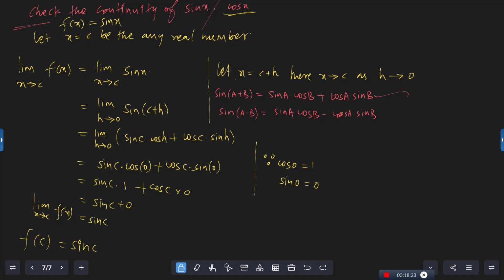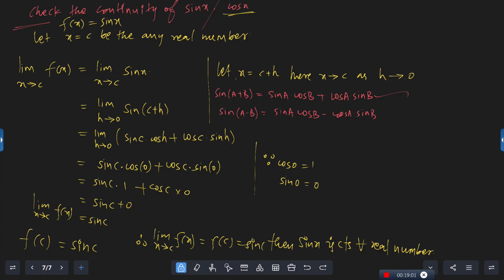Both limit value and function value are equal now. What I want to say here is continuous. Therefore the limit as x tends to c of f of x is equal to f of c, both equal to sin c. Then the sin x function is continuous for all real numbers, or at c also you can write, c is a real number. Similarly you can go even for the cos function also.